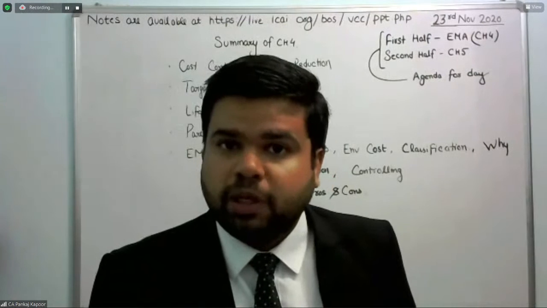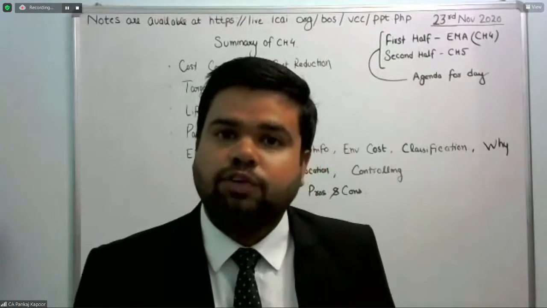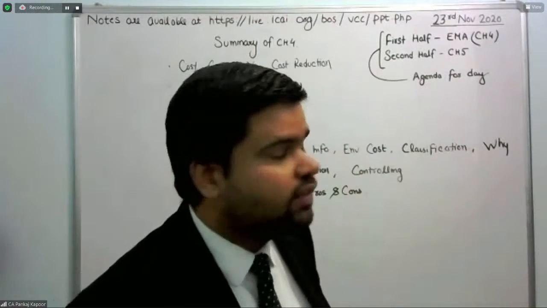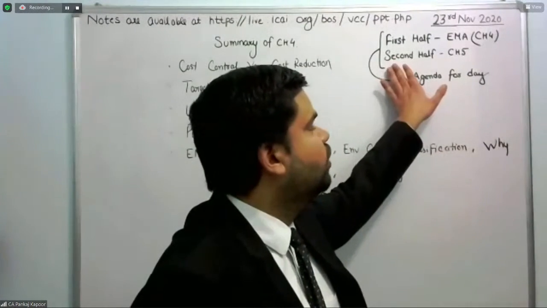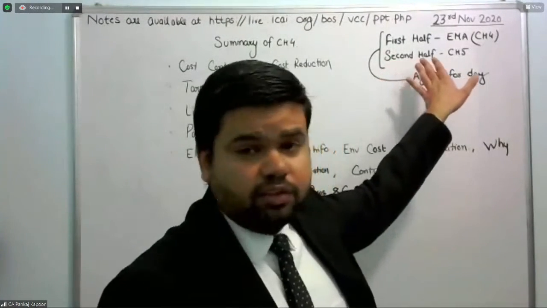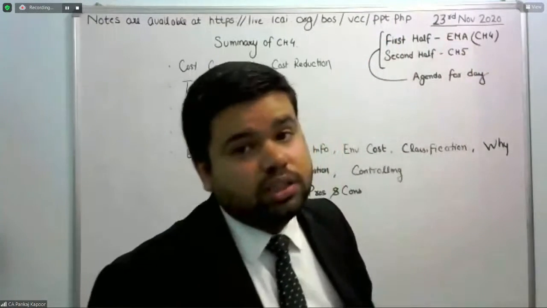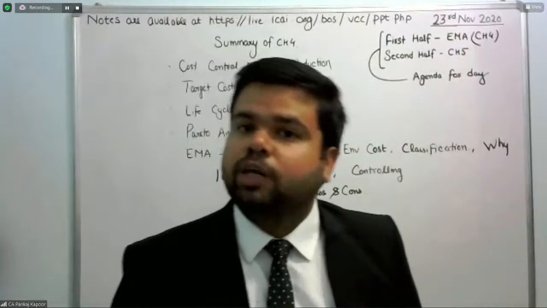So those friends who are specifically coming for chapter number 5, which is the cost management of specific sectors, can join the class again in the next 70 or 90 minutes, because the first half we are going to spend on the EMA, which is the Environment Management Accounting.